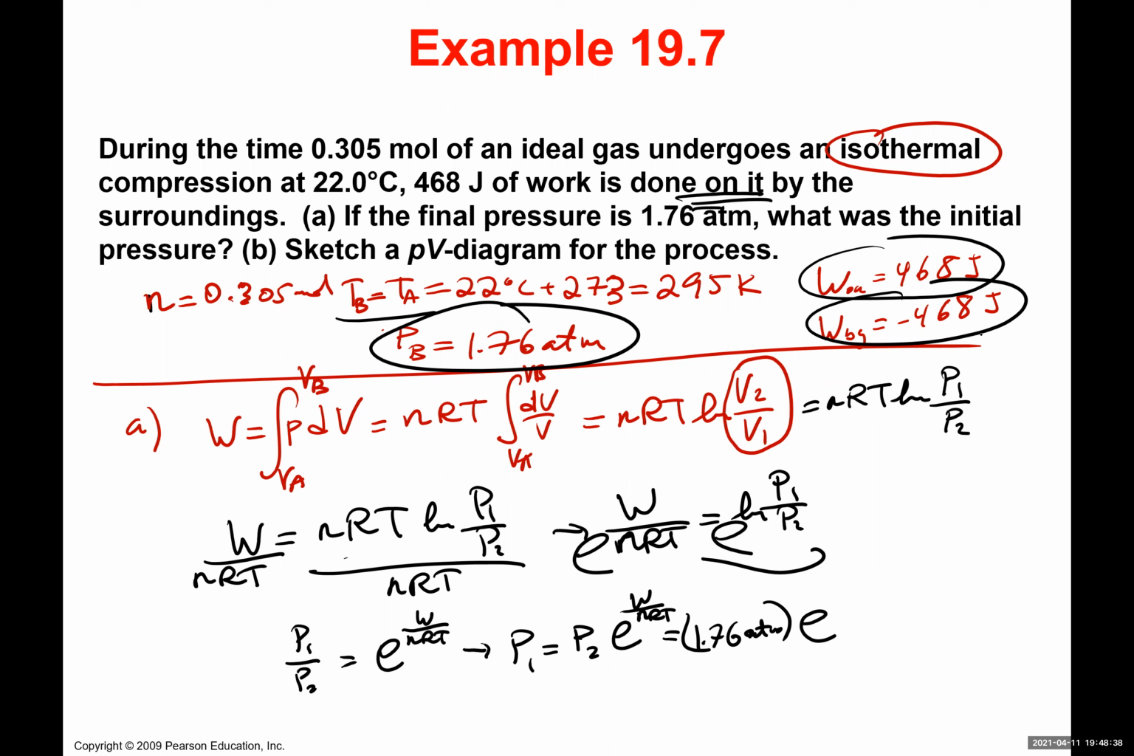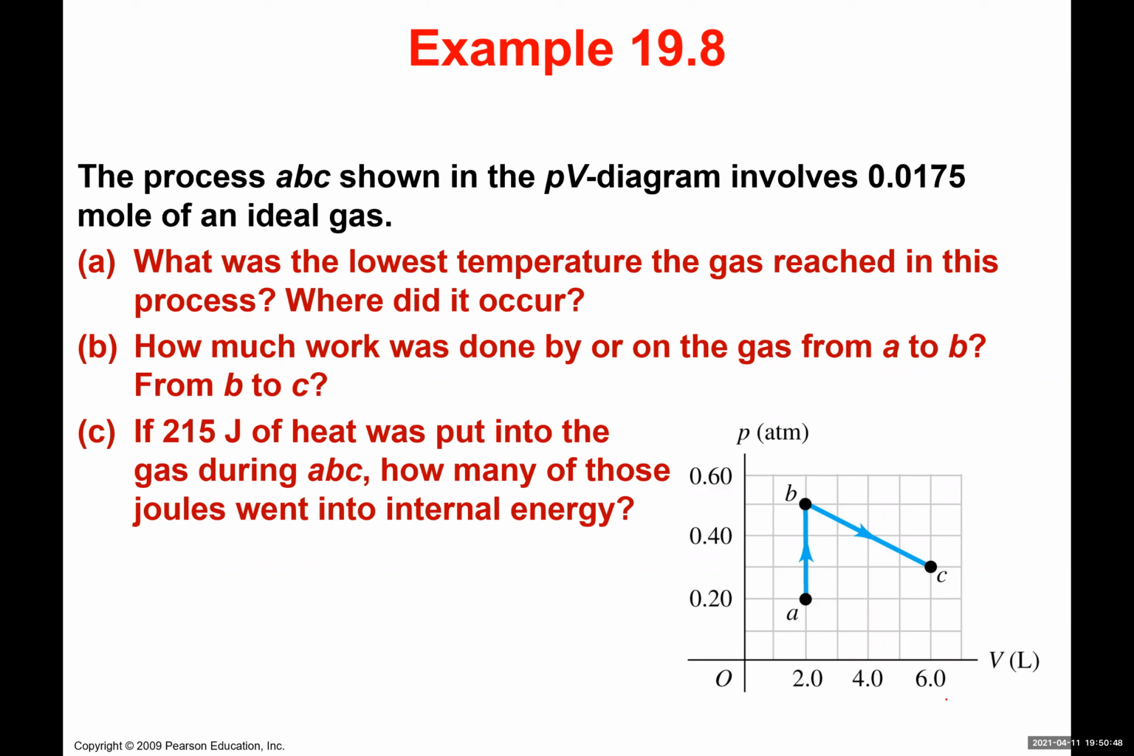And here's one more example, one last example in this section. We have a process ABC, shown in the PV diagram, involving 0.0175 mole of an ideal gas. We want to know what was the lowest temperature the gas reached in this process, and where did it occur. Then how much work was done by or on the gas from A to B, and then from B to C. And if 215 joules of heat was put into the gas during ABC, the entire process, how many of those joules went into internal energy? Okay, so let's see what we have.